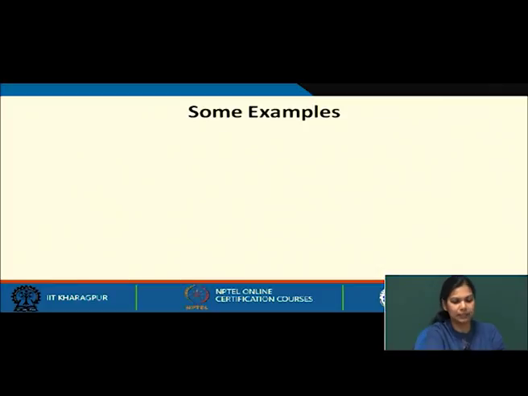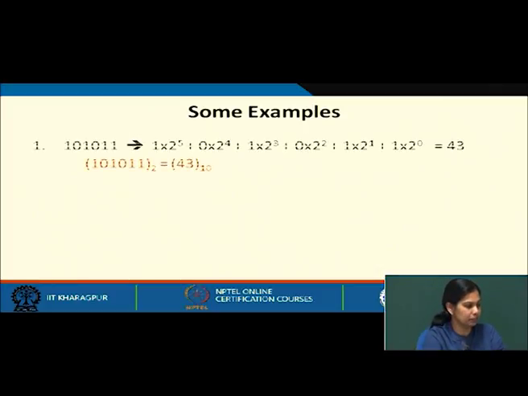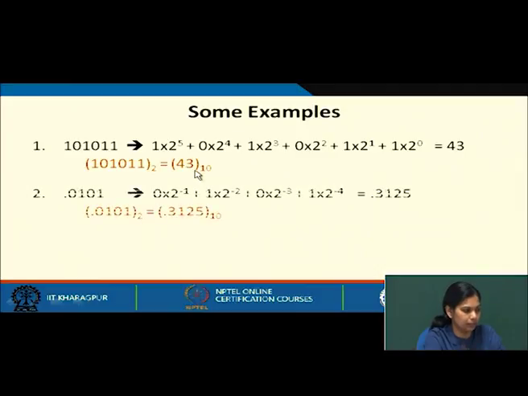Let us take some examples which will make this clear. So, we have a number 101011. This is a binary number. How can we convert it into a decimal number? We start by multiplying 1 with 2 to the power 0, then 2 to the power 1, 2, 3, 4 and 5, and we sum it all. So, we get 43 in decimal.